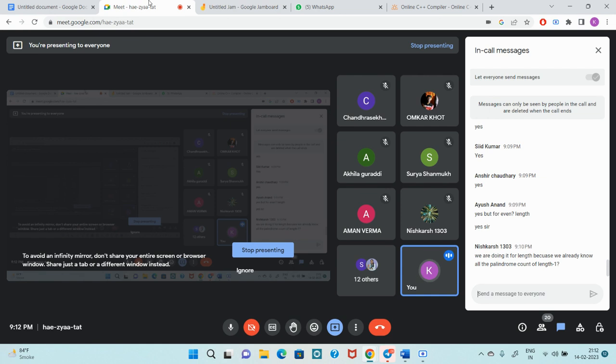Yeah, Nishkarsh. Yes, yes, yes. We know the answer for L minus 1, so we can do for L. That's why first length 1, length 2, then 3, 4, 5, 6 till N. Guys, please tell me the formula of dp[i][j]. Nishkarsh, please write in the chat the dp[i][j] formula if s[i] is not equal to s[j].